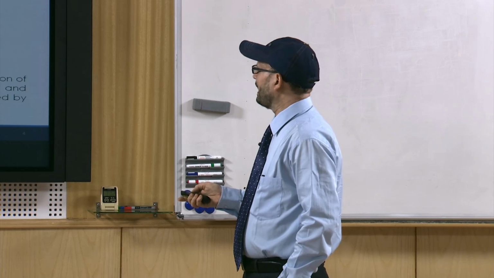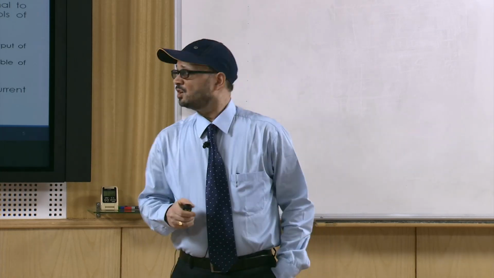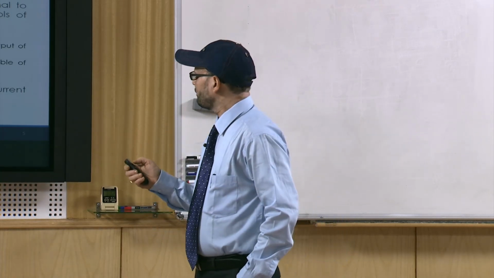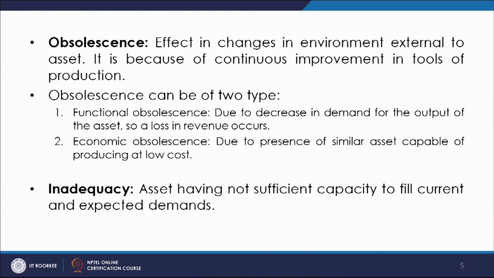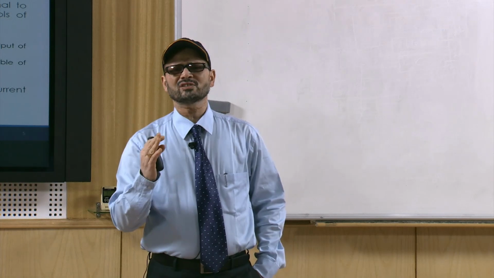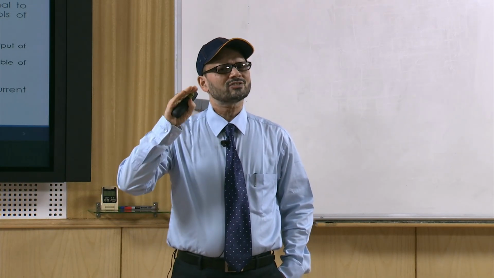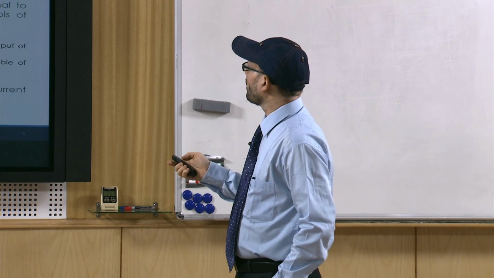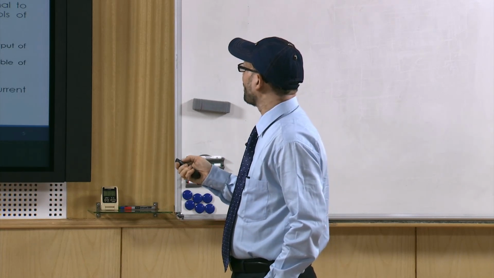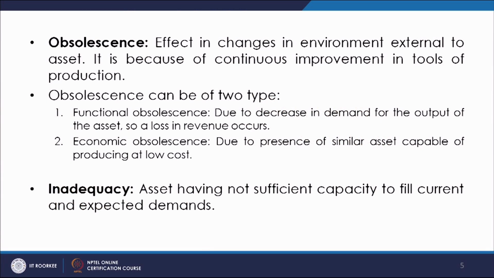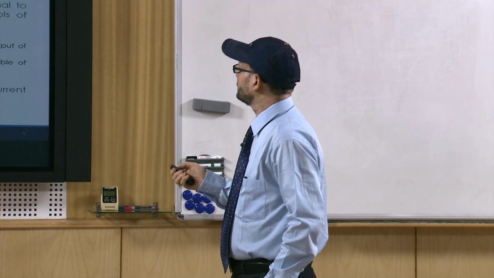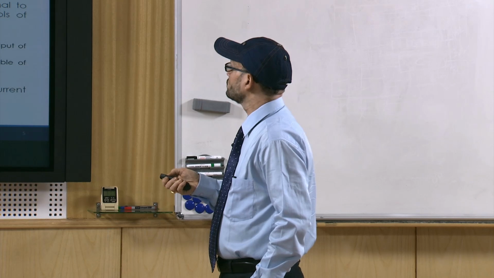Then next you have obsolescence. So, obsolescence is the effect of changes in environment external to the asset. So, obsolescence is not because the equipment is not able to perform to its level, but it is because of the changes in environment external to the asset. So, the reasons may be because of the continuous improvement in tools of production.